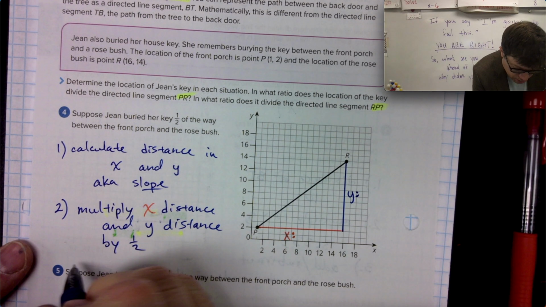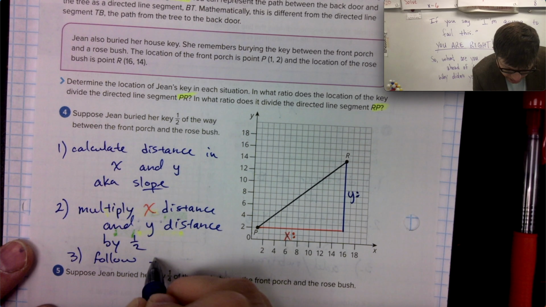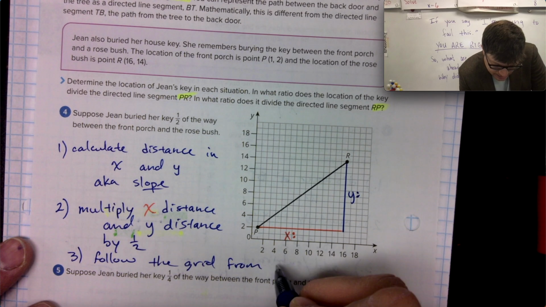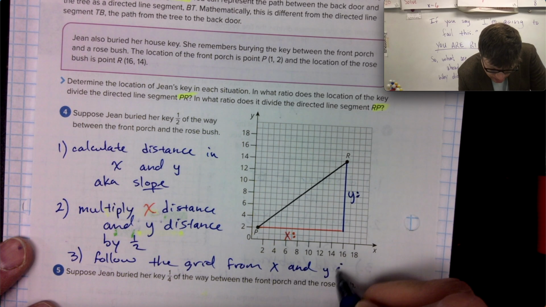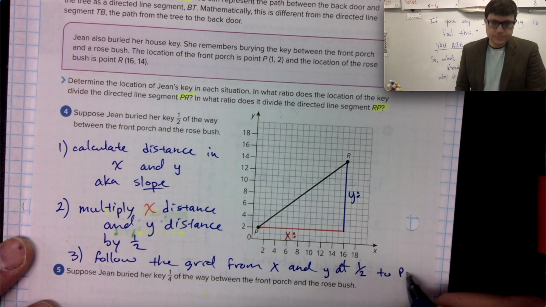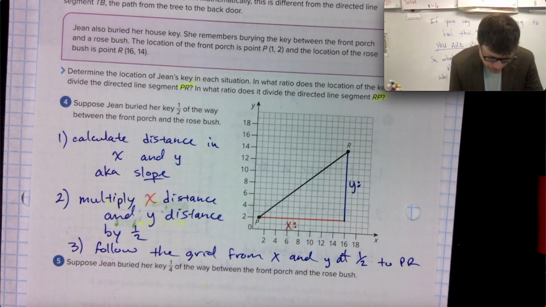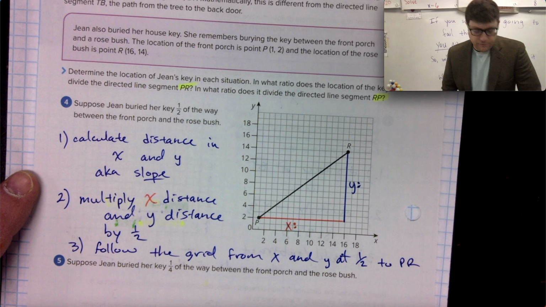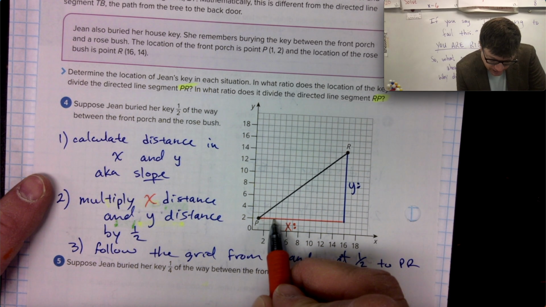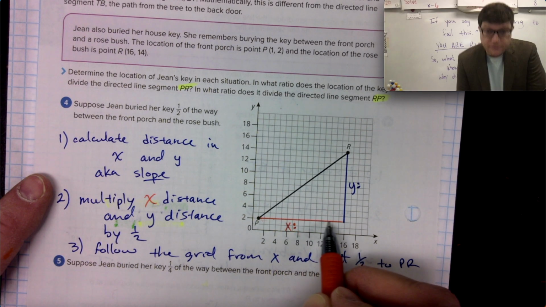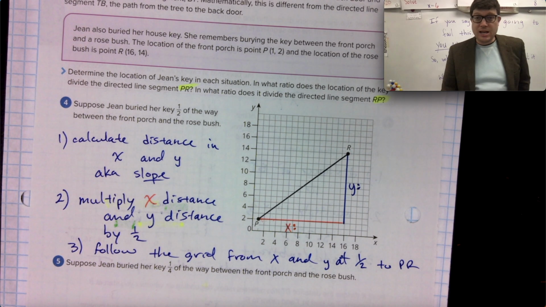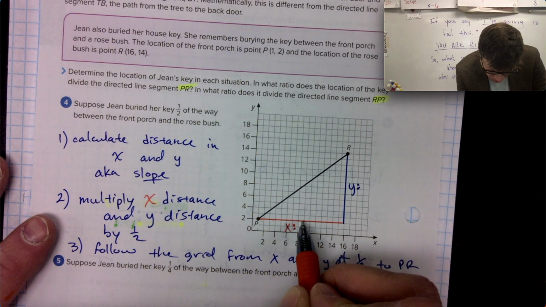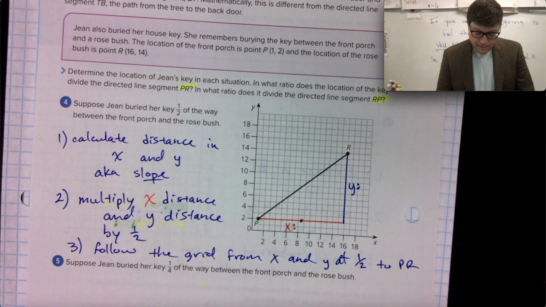And then we're going to follow the grid, so up to the side, from X and Y at 1/2 to PR, or RP. Okay, here goes. So counting, just literally counting. I should use the X coordinates and the Y coordinates, and then I'll go back and confirm it. So 1, 2, 3, 4, 5, 6, 7, 8, 9, 10, 11, 12, 13, 14, 15. Half of 15 is 7.5. So I'm going to go 1, 2, 3, 4, 5, 6, 7. I'm going to go right there. That's the midpoint.